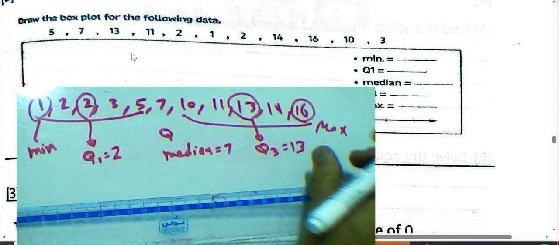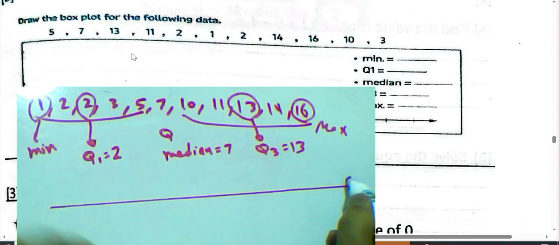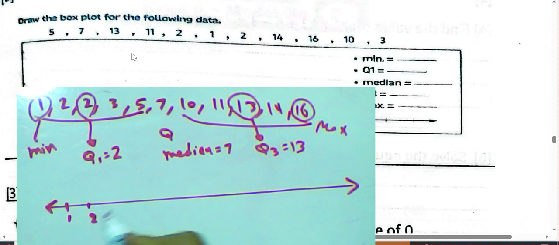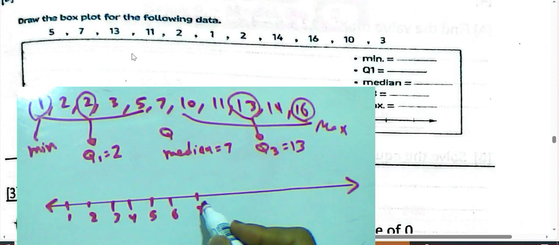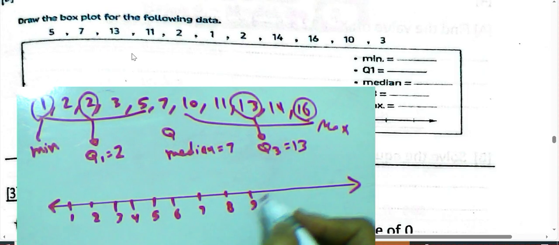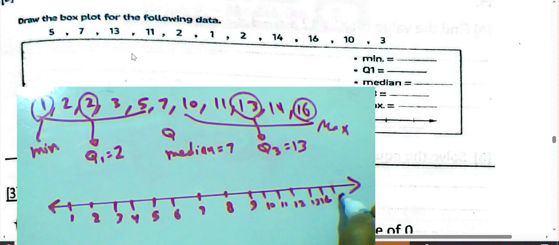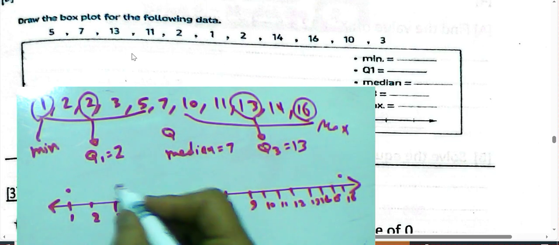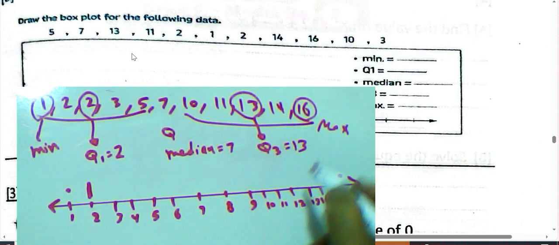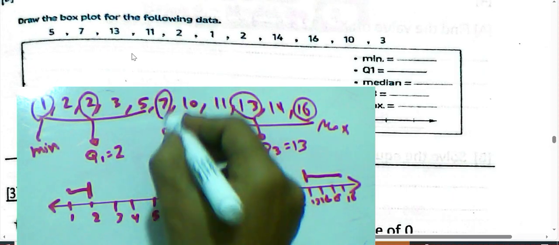Now we will draw a number line from 1 to 16 and draw the box plot. 1, 2, 3, up to 16. Start from 1 to 16. And here 2. And here 13, about quartile 3. You can draw like this. And the median was 7.